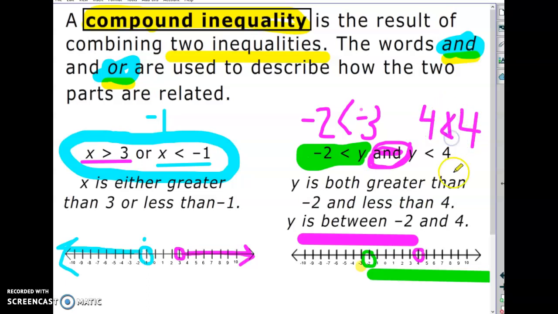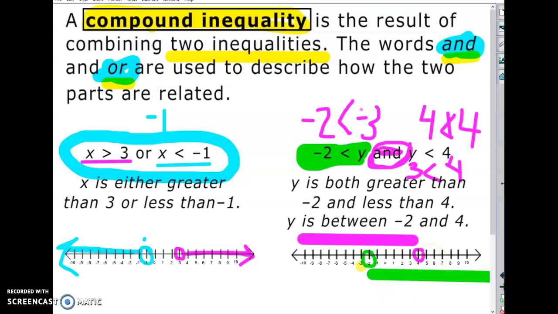Whoops, that didn't work very well. And no, it's not, so I have an open dot at 4. And if I try to plug in 3 for my value, 3 is less than 4. Well, yes, it is, so I'm shading over there. And if I try 5, 5 is not less than 4.